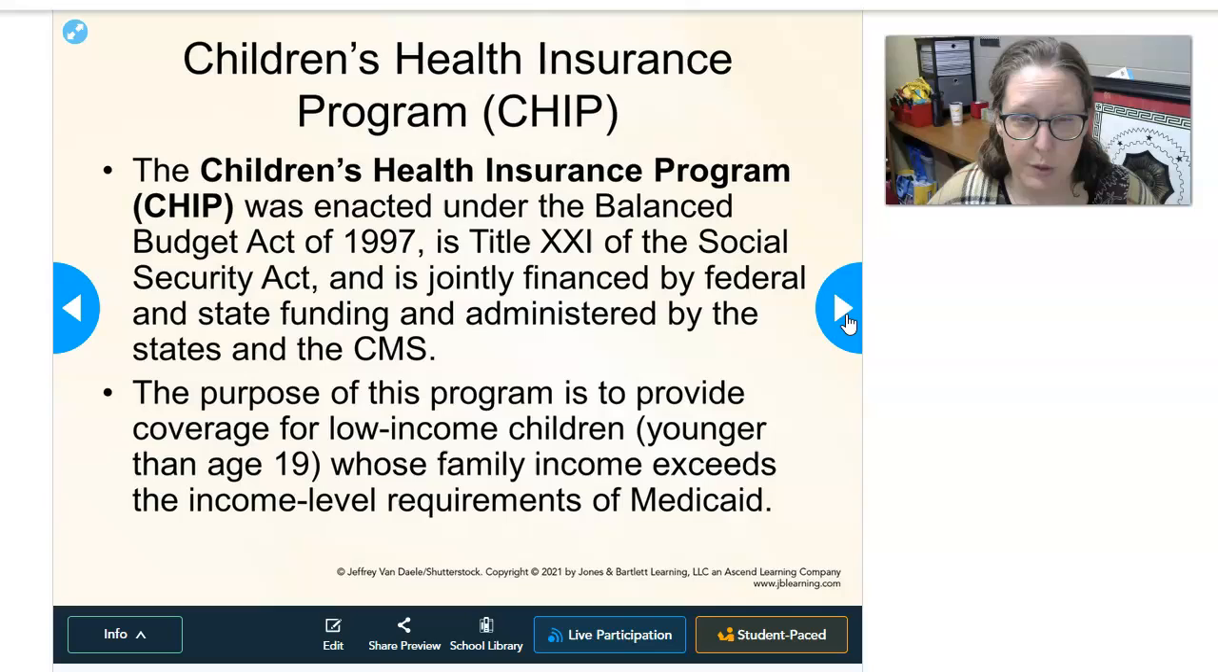The Children's Health Insurance Program Act, or CHIP, was enacted under the Balanced Budget Act of 97. It is Title 21 of the Social Security Act and is jointly financed by federal and state funding and administered by the states and the CMS. The purpose of this program, again, was to provide coverage for low-income children younger than 19 years of age, whose family income exceeds the income level requirements for Medicaid, but there are still some income requirement levels. They're just a little higher. They can make a little bit more money than the threshold for Medicaid. The threshold for Medicaid is pretty low.